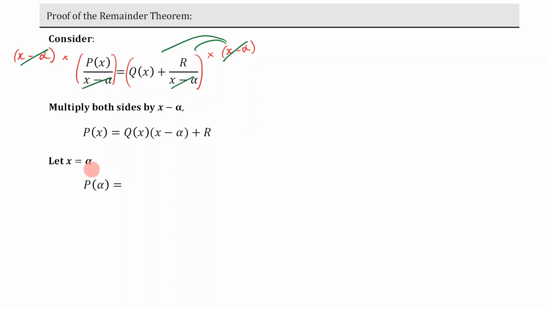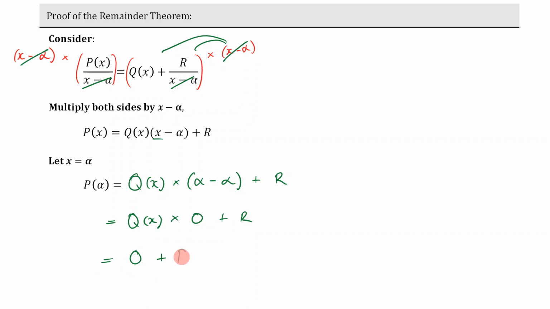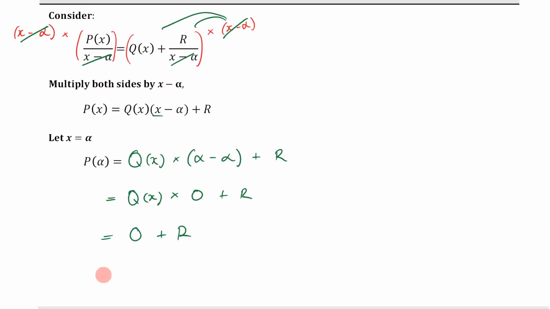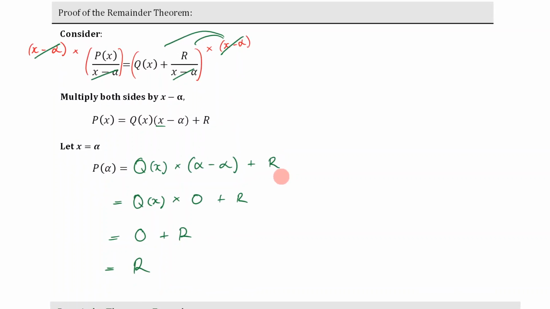So if I was to let x equal alpha, what I would end up with is q of alpha times alpha minus alpha, because I'm letting that x be equal to alpha, then plus the remainder. Well, what's alpha minus alpha? It's just 0 plus my remainder. Anything times 0 just goes to 0, so it's going to be 0 plus my remainder. And that means I'm just left with my remainder. And that's kind of the proof of what we're doing here.